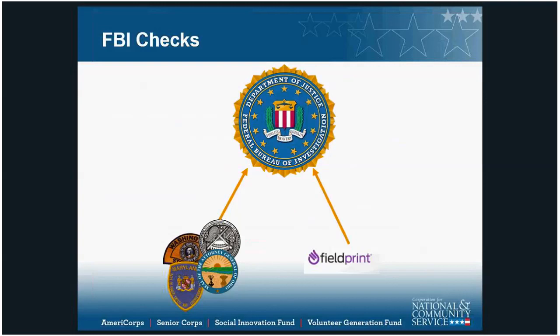FieldPrint checks are actually pretty convenient. The turnaround is about 48 hours, and they will adjudicate the checks for you. So you'll get a sign that says cleared, I think it's a little green dot, and then not cleared, which is a red dot.